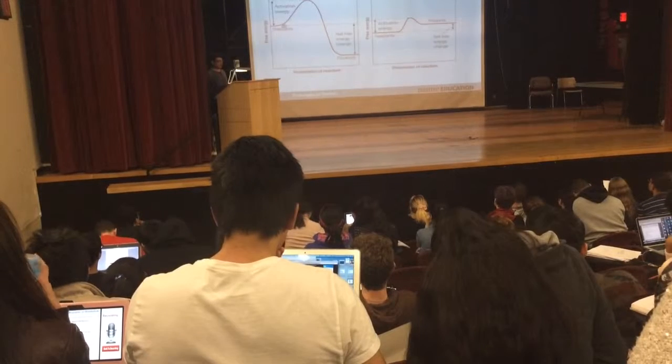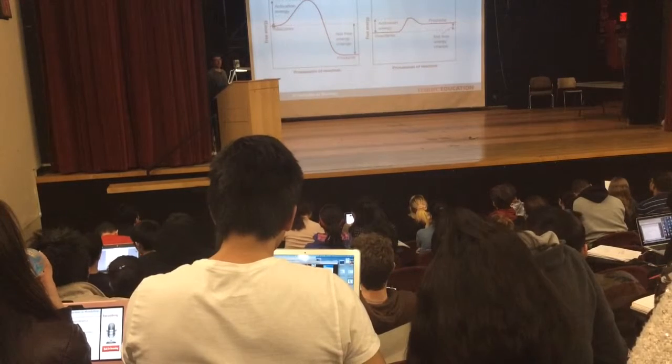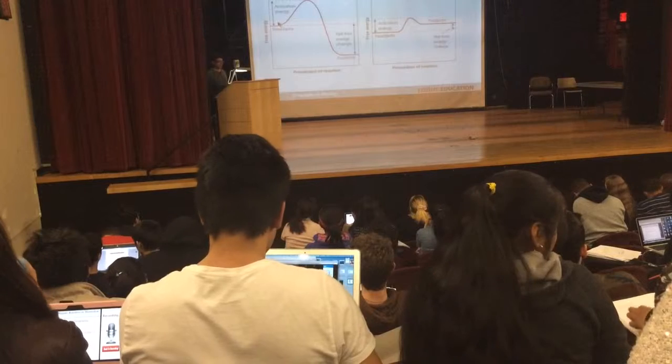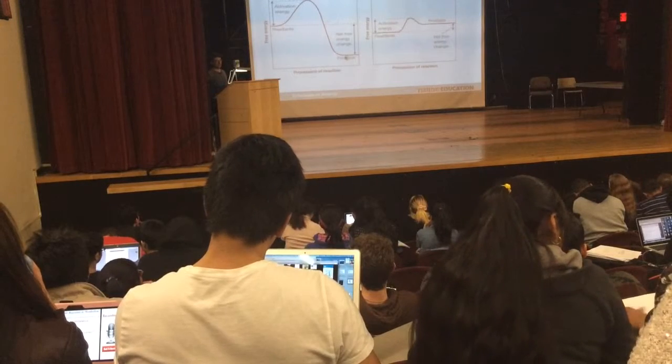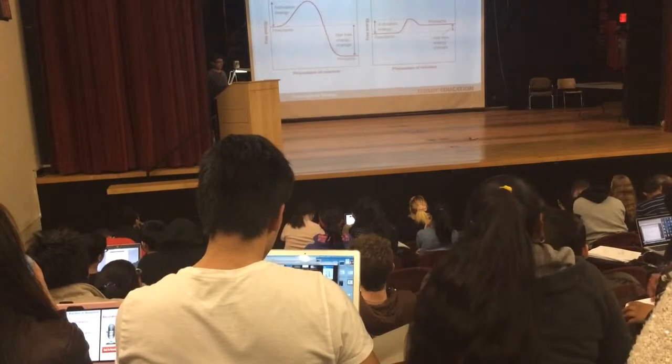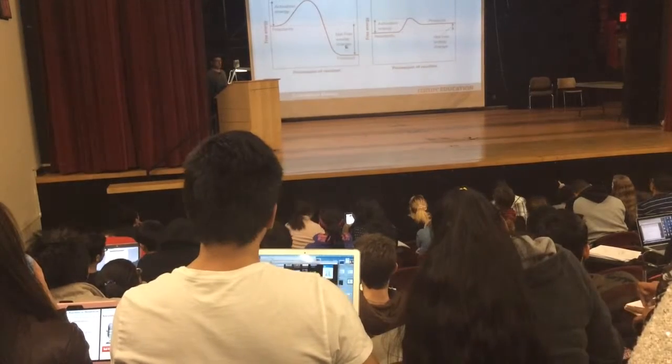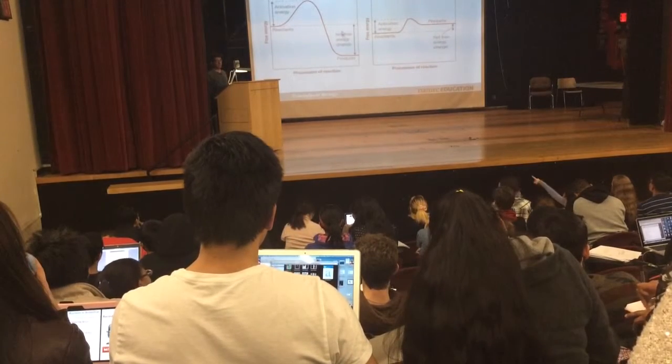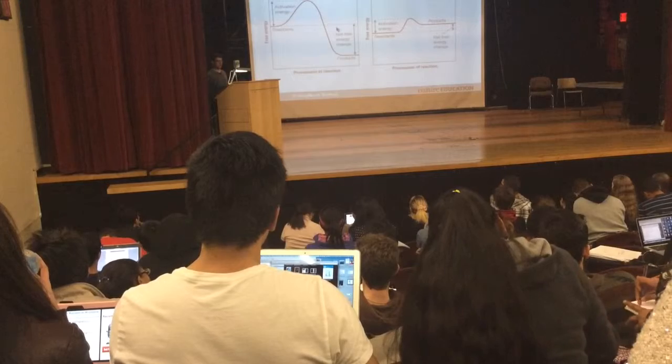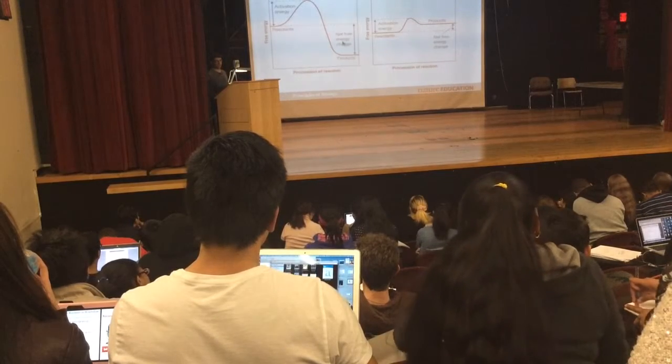So the substrates start out here. They have that much free energy stored in their chemical bonds. The products have less free energy stored in their chemical bonds. So the net change, which is this much energy, is negative because you have lost energy to the environment.